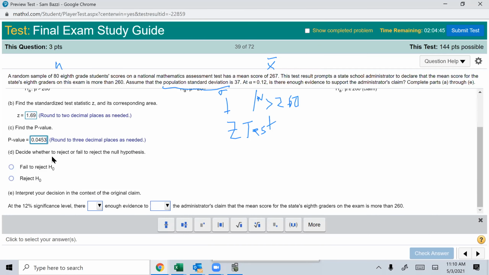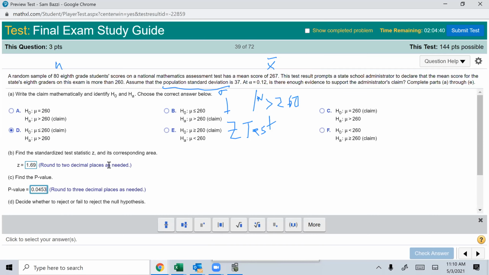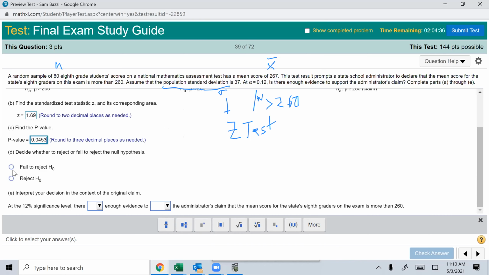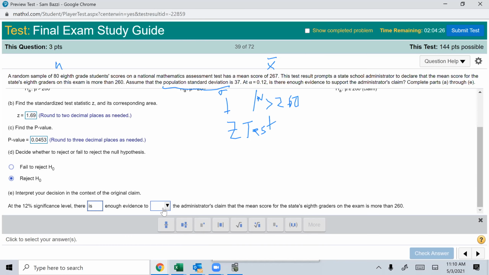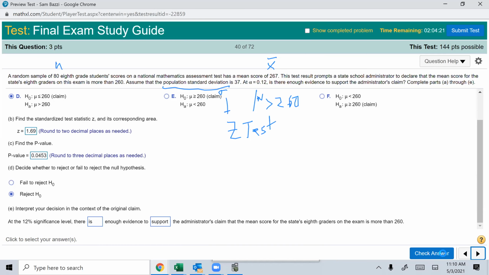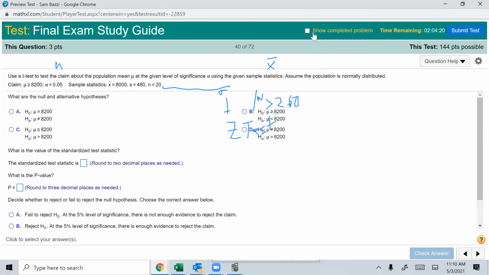Decide whether to reject or fail to reject the null hypothesis. What's alpha here? Alpha is 0.12. The p-value is less than 0.12, so reject H0. And if you reject H0 and the claim is in H1 or HA, you support the claim. At the 12% level, there is enough evidence to support the claim. All right, let's go to the next one.